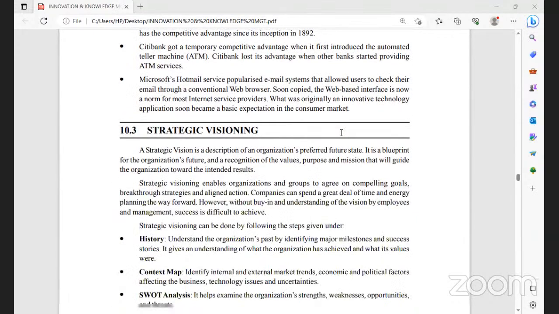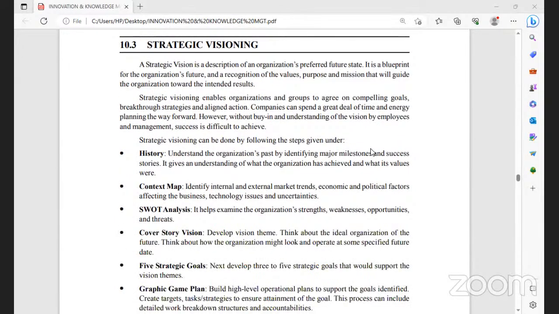Next one is strategic visioning. A strategic vision is a description of an organization's preferred future state. It is a blueprint for the organization's future and a recognition of the values, purpose, and mission that will guide the organization towards the intended results. Strategic visioning enables organizations and groups to agree on compelling goals, breakthrough strategies, and aligned action. Companies can spend a great deal of time and energy planning the way forward. However, without buy-in and understanding of the vision by employees and management, success is difficult to achieve.